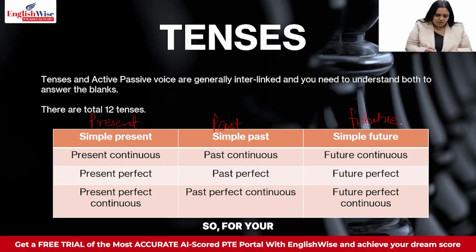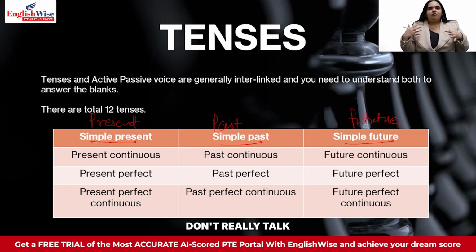Okay, so for your present tense, you have simple present tense, simple past tense and simple future tense. These are your simple tenses. Then you have continuous tenses. Okay, so simple tenses don't really talk much about the context. They are just giving information. So I eat an apple, I ate an apple, or I will eat an apple.